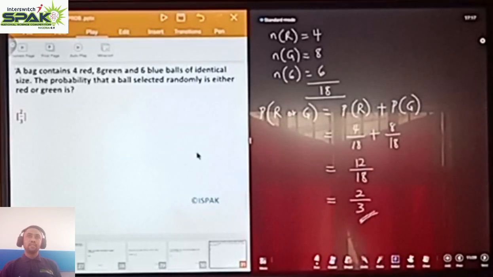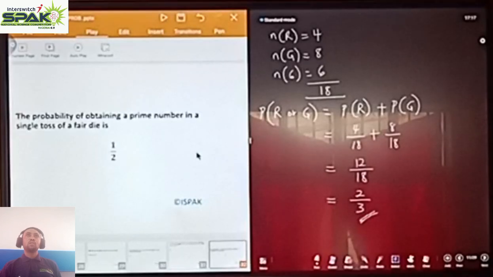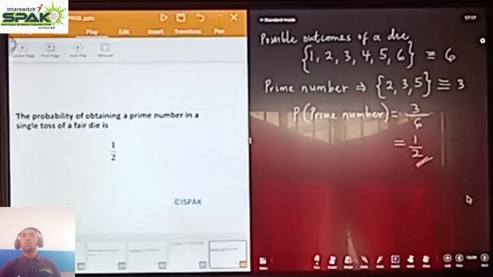Alright? The next question: the probability of obtaining a prime number in a single toss of a fair die is... Now, when you throw a die, don't forget, the outcome is 1 to 6. We have 1, 2, 3, 4, 5, 6, that's 6 numbers. And the prime numbers here are 2, 3, and 5. That's 3 numbers. So the probability of a prime will be 3 over 6, which gives us 1 over 2 when reduced to the lowest term.